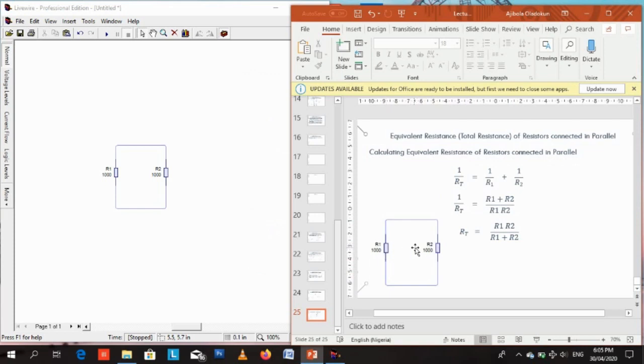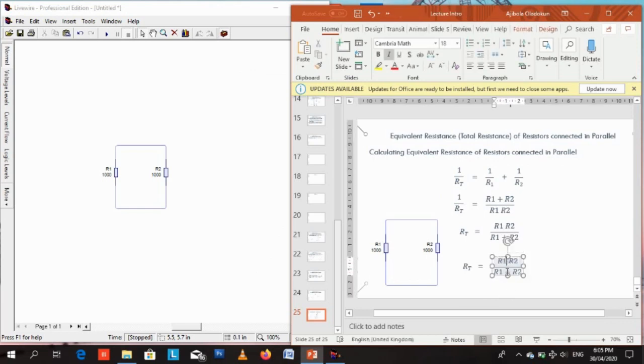That's what we want to do now, and we're going to use that formula. We have to write the formula we're going to make use of. Remember that we got this formula by saying that 1 over RT equals 1 over R1 plus 1 over R2. It was when we simplified that we got this formula. It might not be easy for you to remember this formula, but at least if you remember 1 over R1 plus 1 over R2, you can easily simplify to get this. So let's replace R1 and R2.